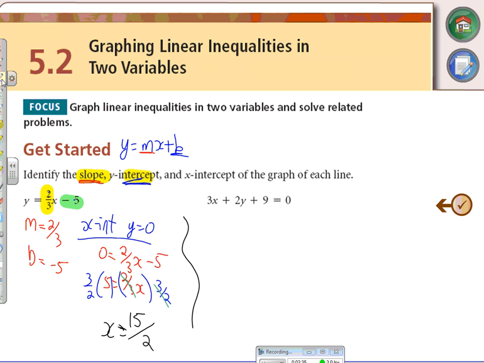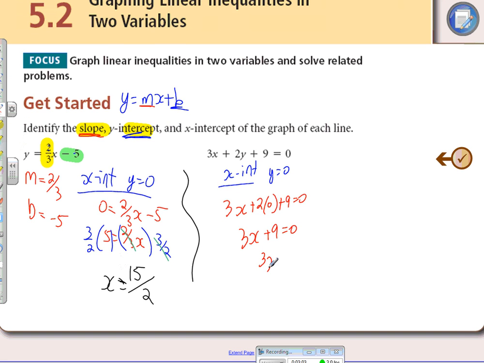All right, let's find our x-intercept and y-intercept right off of these ones. When we have it in general form, find your x-intercept by making y equal to 0. So plug that in. 3x plus 2 times 0 plus 9 equals 0. 2 times 0 goes to 0, so 3x plus 9 is equal to 0. And now we just start solving for the x. 3x is equal to -9. Divide the 3 over. X is equal to -3. There's your x-intercept.